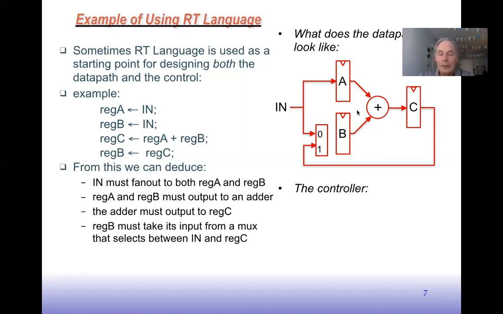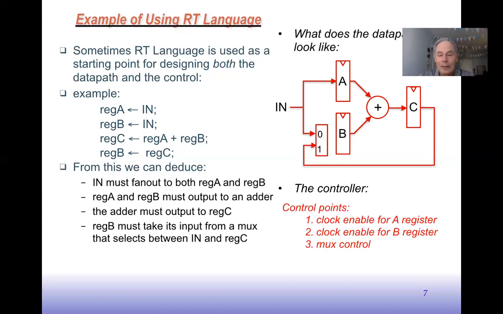If we wanted to implement the controller, then we'd have to figure out what the control points are here, right? So we have clock enable for register A, clock enable for register B. We have clock enable for, and then we have a mux control point here. And maybe not a clock enable for C. I don't know that we need it in this case. We could just automatically load it every clock cycle. So that would be the first part of the controller.